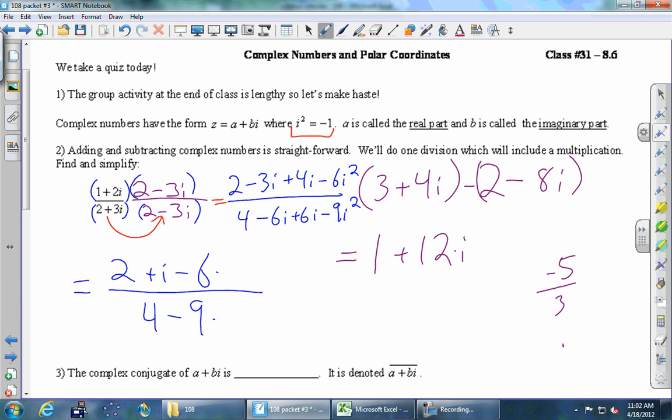But if you see an i squared, what's our fundamental definition? It's -1. So you are obligated to replace every i squared with a -1. And so on the bottom, you really have 2 plus 6. Sorry, that's the top. 8 plus i is upstairs. And on the bottom, 13. 4 plus 9 is 13. Questions on that?